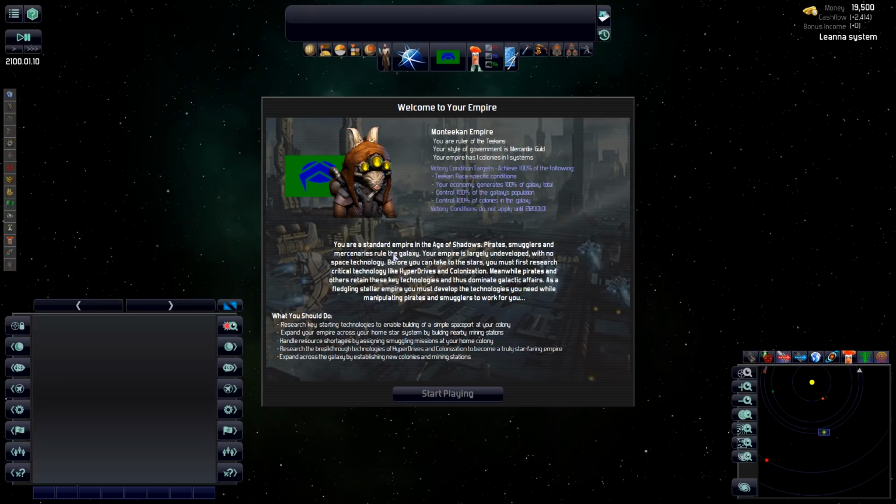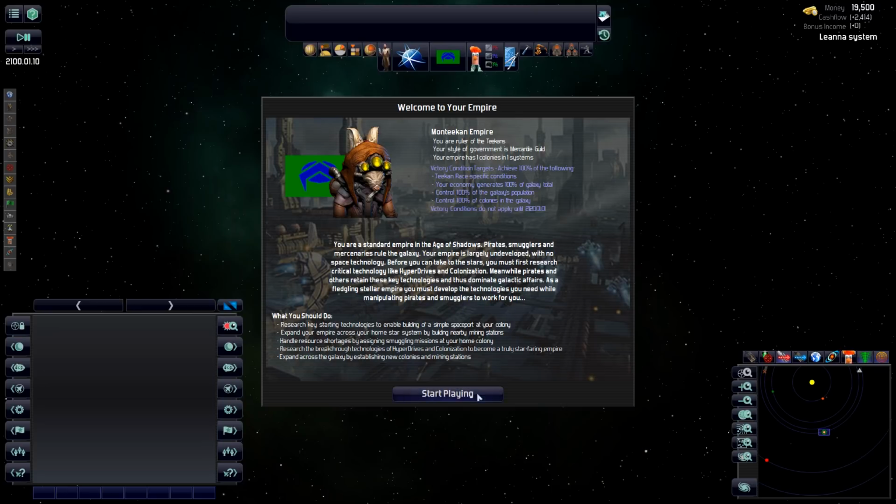Pirates, smugglers, and mercenaries rule the galaxy. Your empire is largely undeveloped with no space technology. Before you can take to the stars, you must first research critical technologies like hyperdrives and colonization. Meanwhile, pirates and others retain these key technologies and thus dominate galactic affairs. As a fledgling stellar empire, you must develop the technologies you need while manipulating pirates and smugglers to work for you.